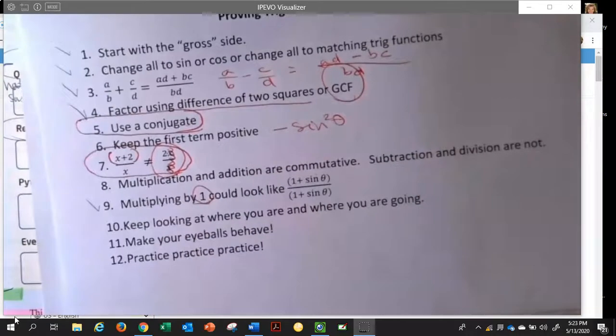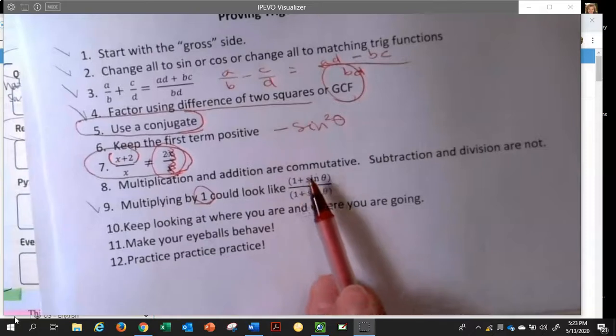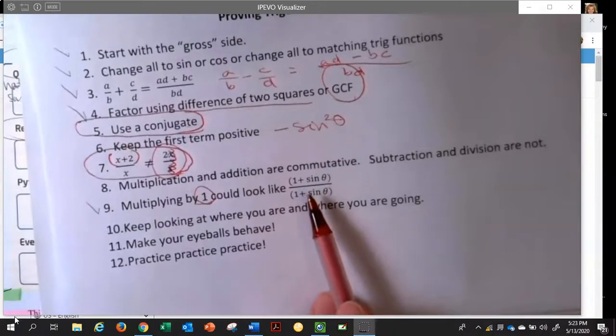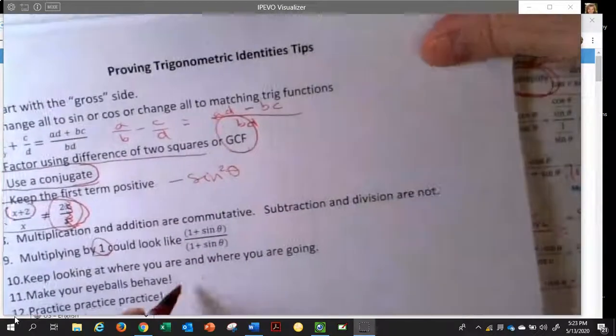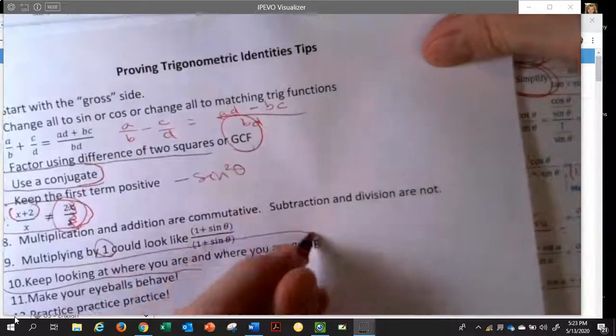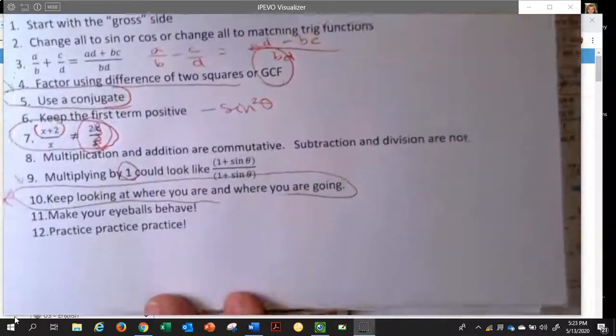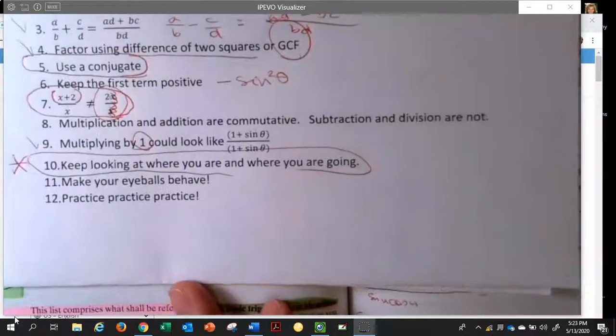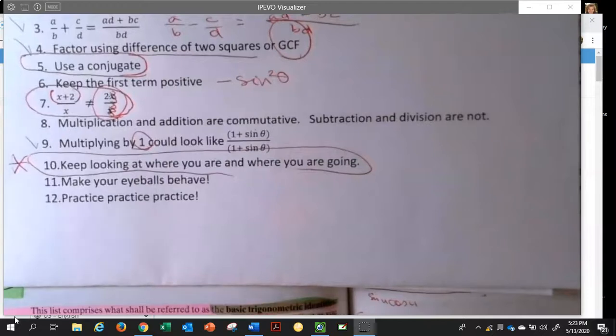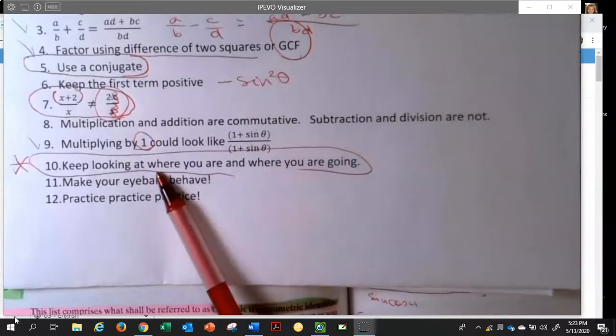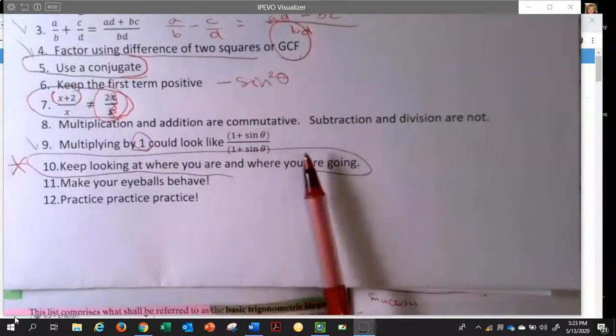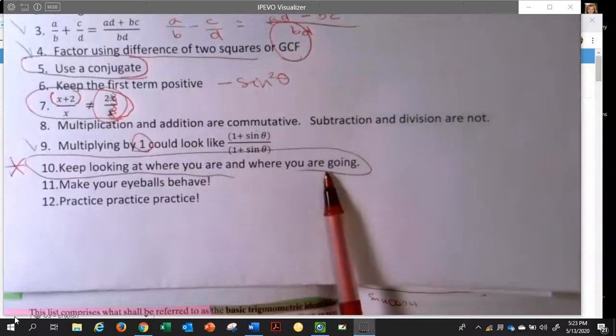Just a reminder that multiplying by 1 could look like something like this, and that's what it did look like on example 1B. And this is my favorite. I'll have students get bogged down doing identities, and I have to tell them it looks like a tennis match. Keep looking where you are, where are you going? Where are you? Where are you going?